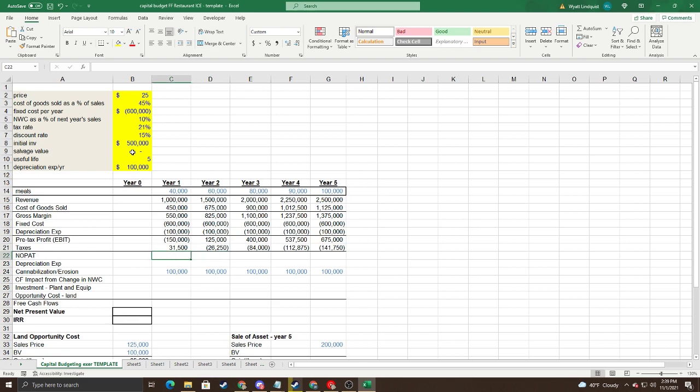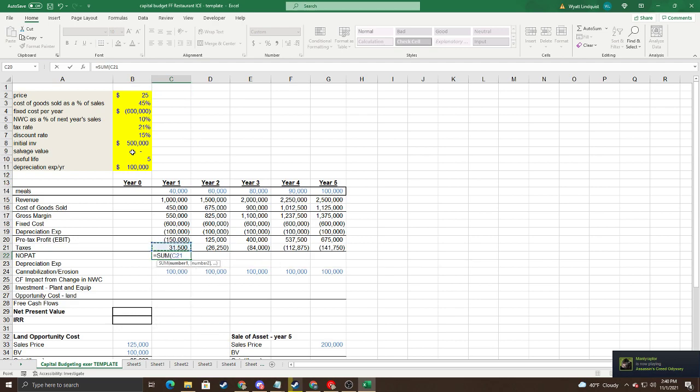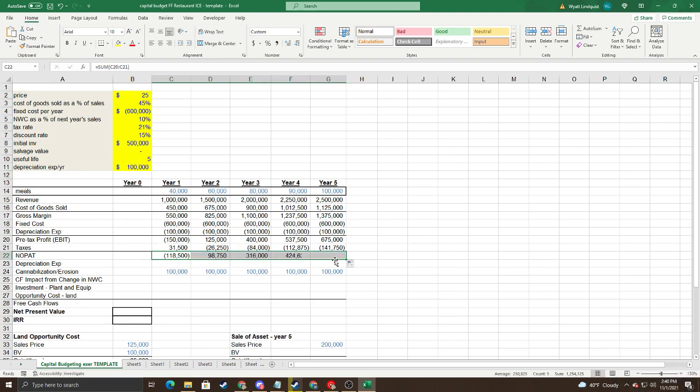So NOPAT, that was a little confusing, but NOPAT is just your after-tax income. So once again, we'll sum the pre-tax profit and our tax costs, and we'll copy it across. That will give us our NOPAT. Now our depreciation expense needs to be added back. So once again, we'll just add back depreciation, copy it all the way across, and there we go. Cannibalization has been put in earlier, so that's great.